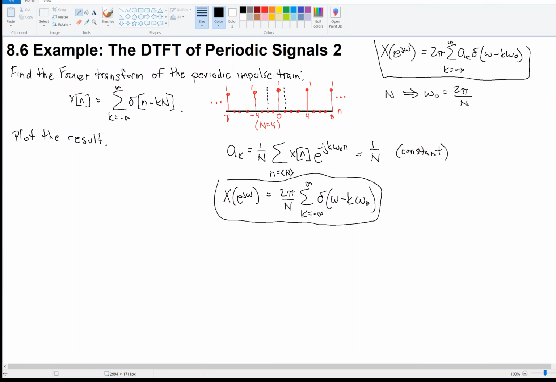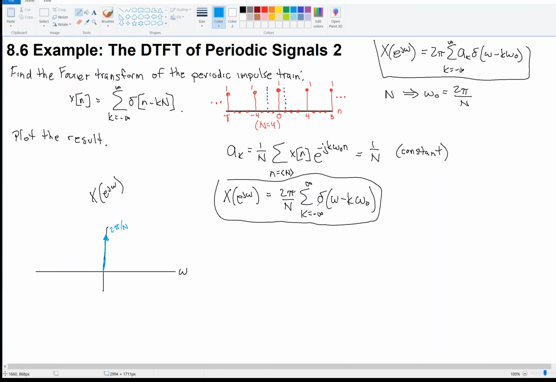Now, can you make sense of this result? At least enough sense to be able to plot it? That's the key. So let's try to plot it. I'll draw omega there. This will be X of e to the j omega. This is a sum over k from minus infinity to infinity, so let's just try different values of k. K equals 0: this would be an impulse, delta of omega, scaled by 2 pi over n. I know what an impulse looks like. That's this arrow at the origin scaled by 2 pi over n. Perfect. Okay, so let's plug in k equals 1.